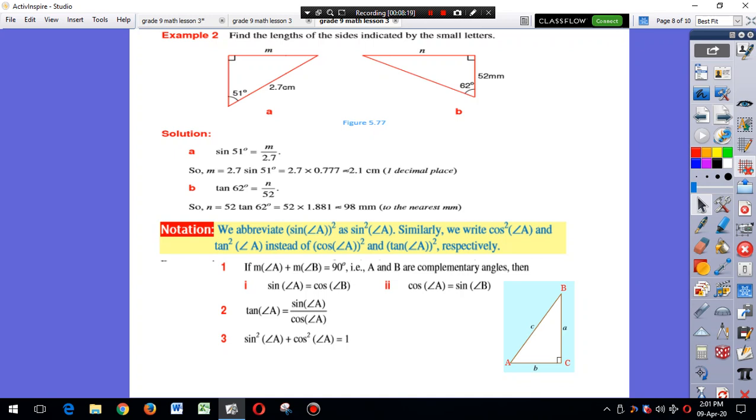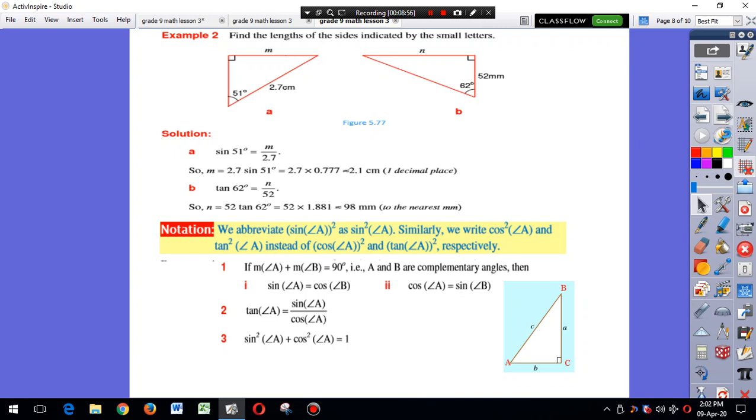If you bring 52 to the left hand side of the equation, it becomes n is equal to 52 times tan 62 degree. If you refer to tan 62 degree at the end of this textbook, the value is 1.881, and if you multiply 52 by 1.881, approximately it is the same as 98 millimeter to the nearest millimeter.